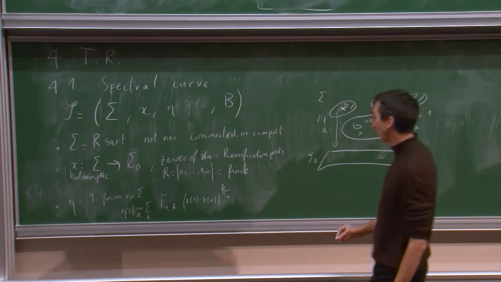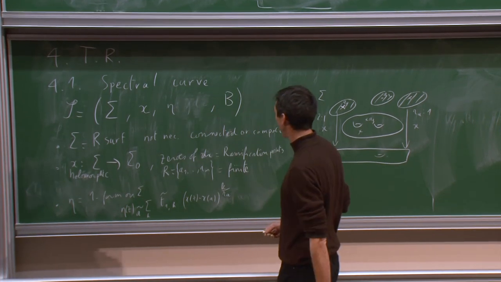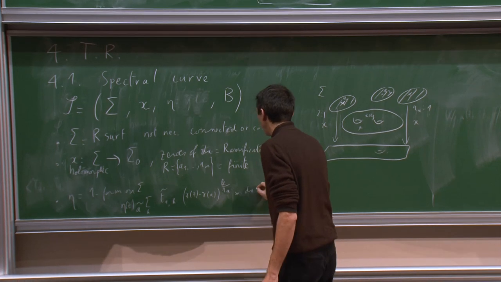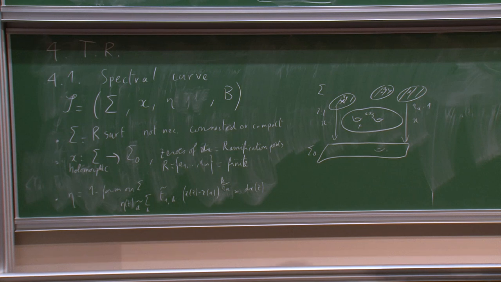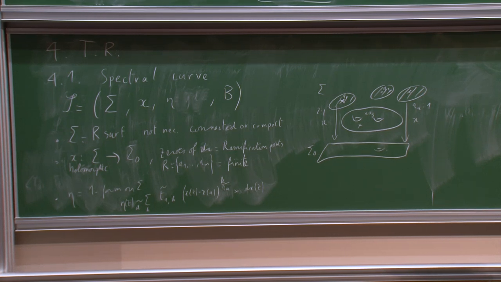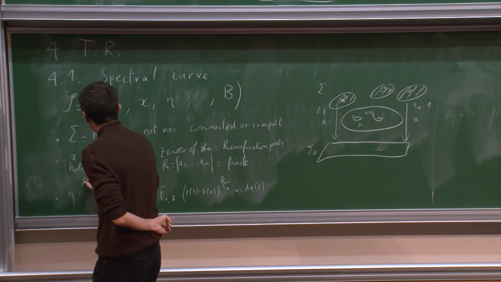And in fact, what we need for eta is not really a one form, so times dx, okay, to make it one form. So what we need for eta is not really a one form. What we need is just a formal one form. So formal. So let me write it formal.